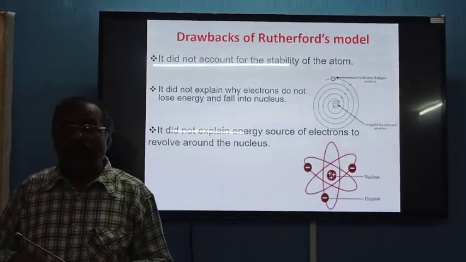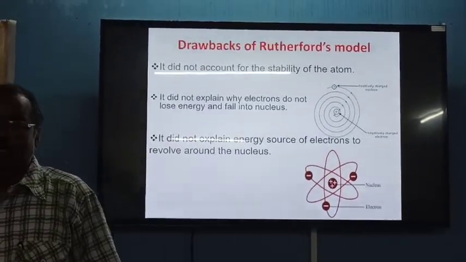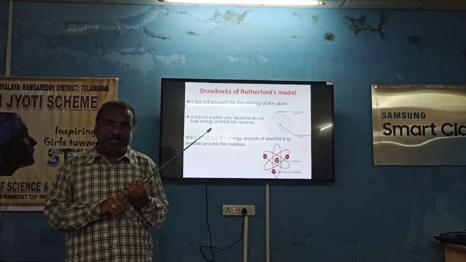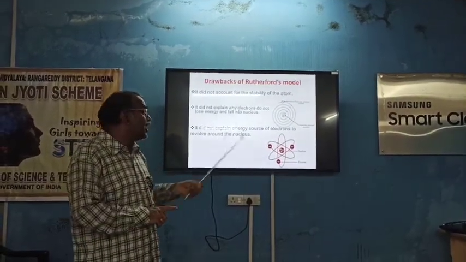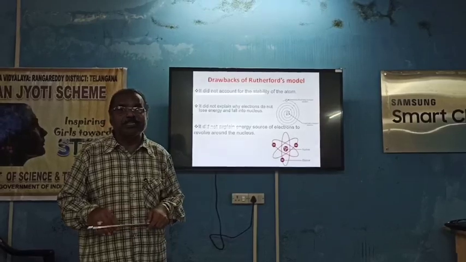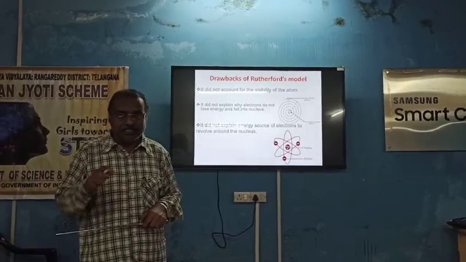So for that, modification is required. So the Thomson model had a drawback, and it was covered by Rutherford. Now the Rutherford model has a drawback, which should be covered by some other scientist, that is the next, the Bohr model.